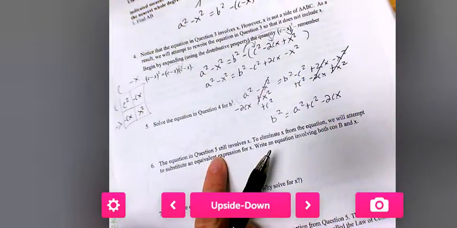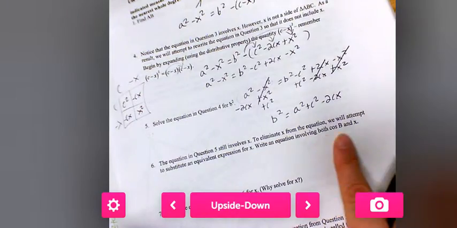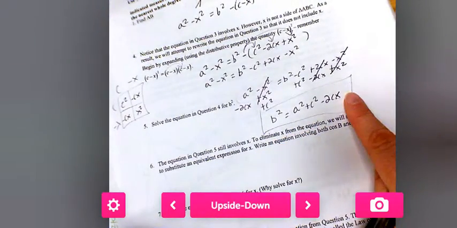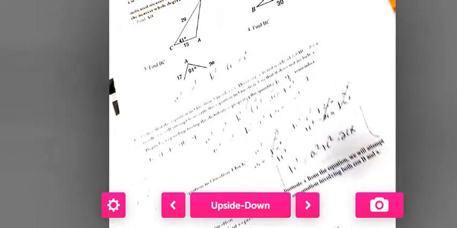Okay. So the equation in question 5 still involves an x. To eliminate the x from the equation, we will attempt to substitute x. We will write a cosine for b. Okay, make sure you have this down. And we are going to find out what x is, and we're going to substitute it in. So I'm going to turn it over. You ready? Turning it over.